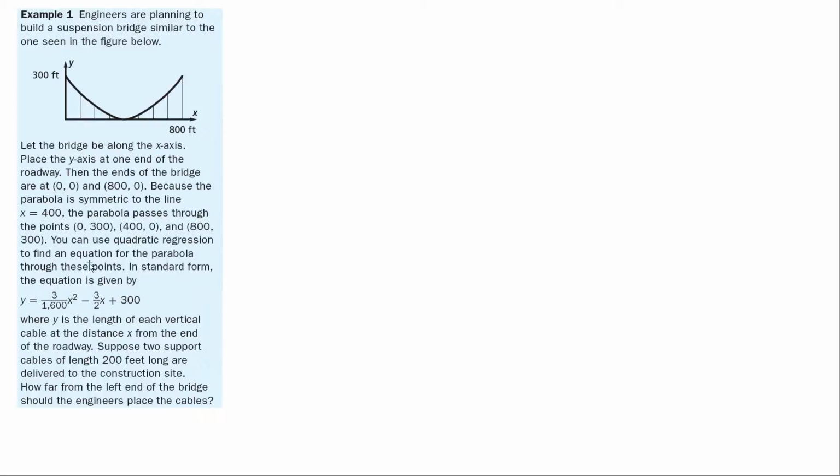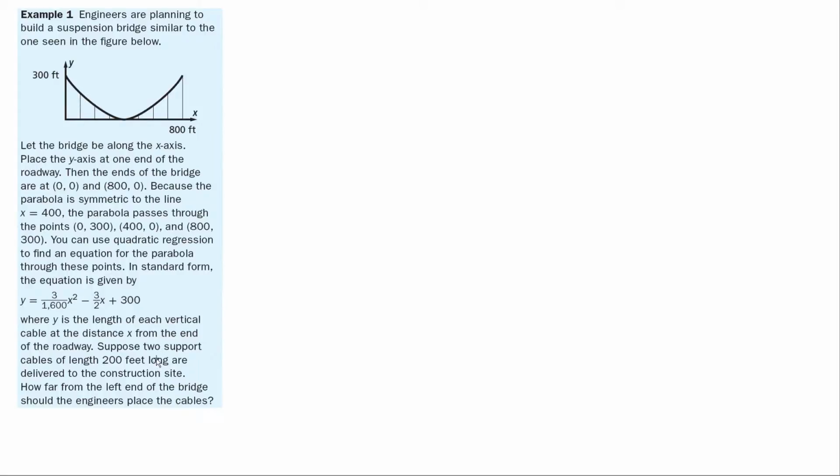In standard form, the equation we would get is this one: y equals 3 over 1600 times x squared minus 3 halves times x plus 300, which tells us that when x is 0, y is 300. y is the length of each vertical cable at the distance x from the end of the roadway. So basically, as we go any distance, it's the height between the x-axis and where we intersect the larger cable.